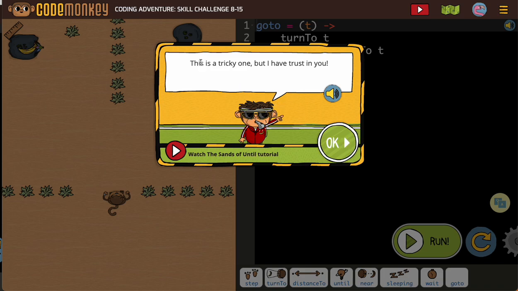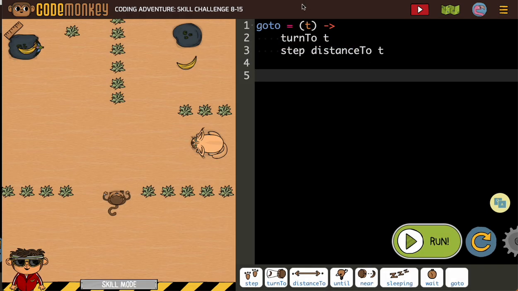Okay. Huh. They're using my favorite word, tricky. So they're giving us a tricky one, as in, there's going to be a lot we need to pay attention to. But it's all going to be stuff we've done before. So let's take a look. All right. So we're going to be using our go-to function. So we know with these, we always have to wait for the cat to sleep.